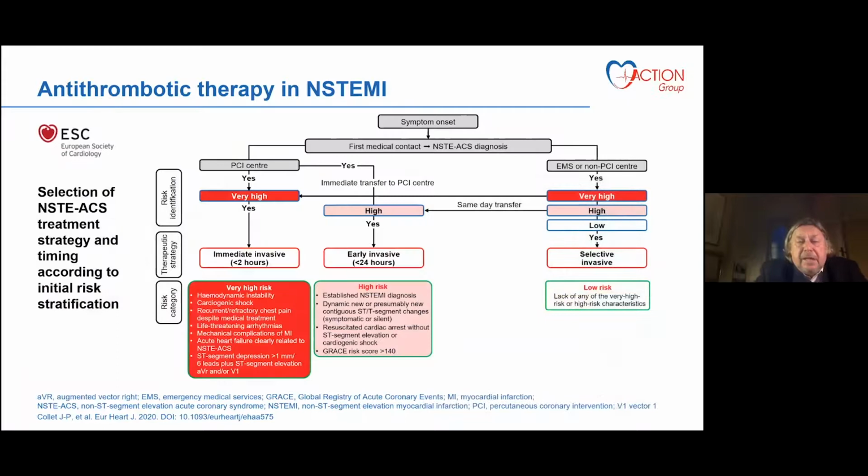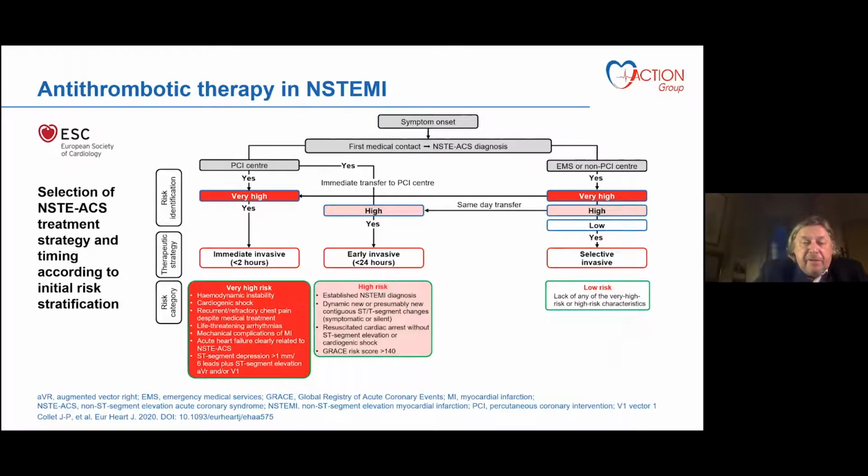Now, on my next slide, you see the antithrombotic therapy for non-STEMI. You can clearly see, and this is relatively new in the new guidelines, that we now define three groups of patients. One, patients with a very high risk. These patients usually are brought to a PCI center, and in this very high risk group they should have an immediate invasive diagnosis and treatment within 2 hours, so very similar to STEMI patients.